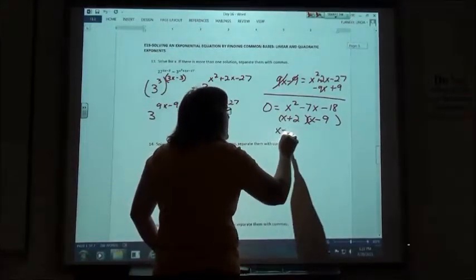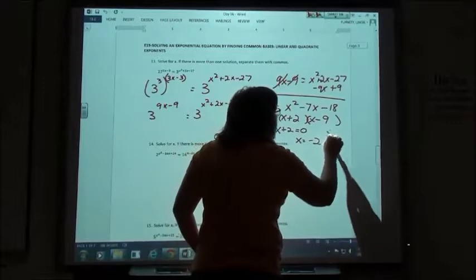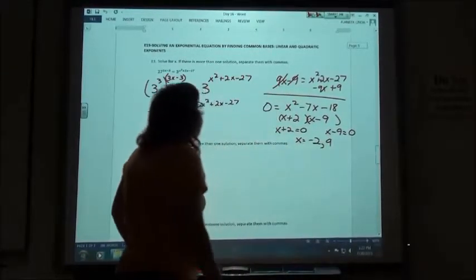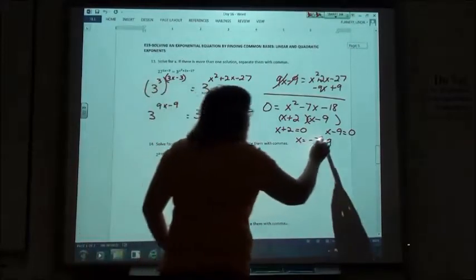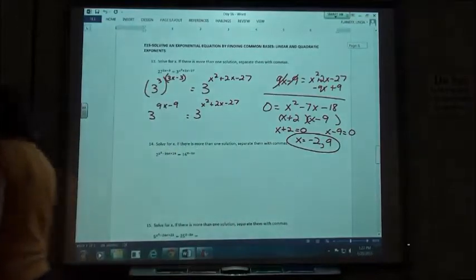If x plus 2 equals 0, then x equals negative 2. If x minus 9 equals 0, then I have a positive 9 when I move it over. And so I get two solutions, negative 2 and 9.